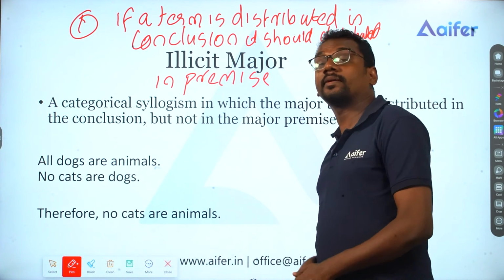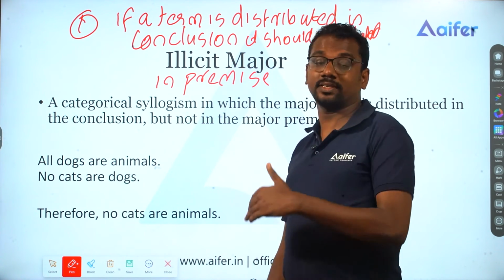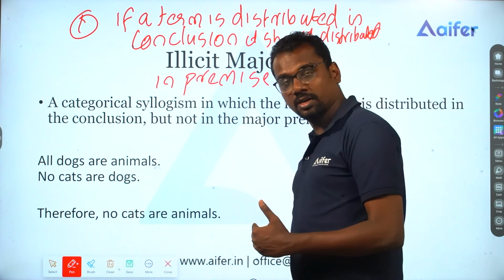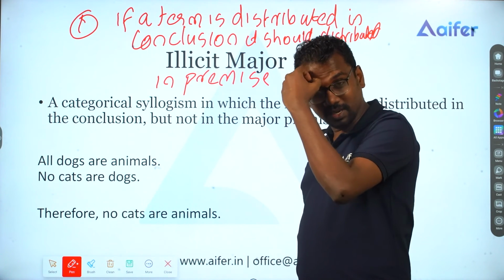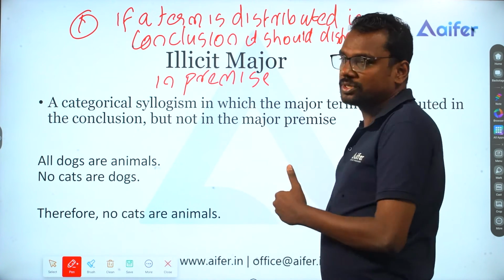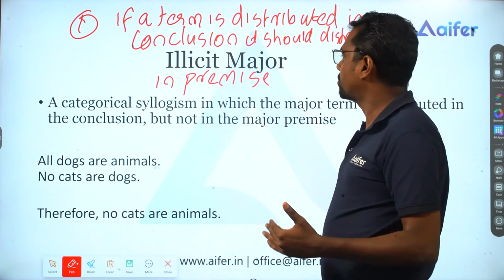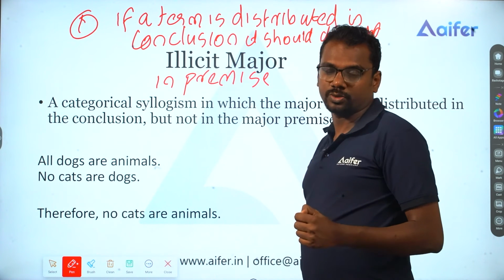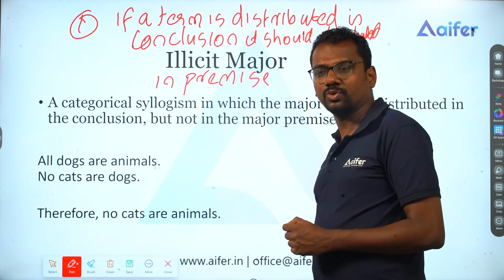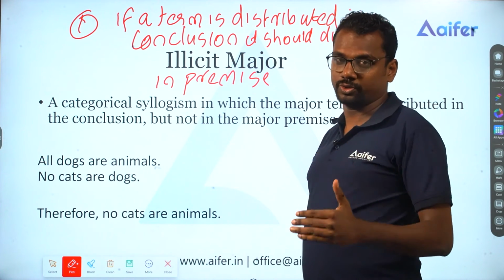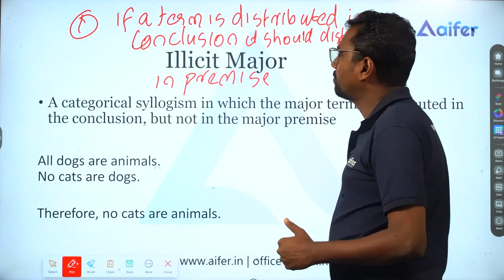This rule is being violated in both illicit major as well as illicit minor. In both, the rule being violated is: if a term is distributed in conclusion, it should be distributed in premise also.